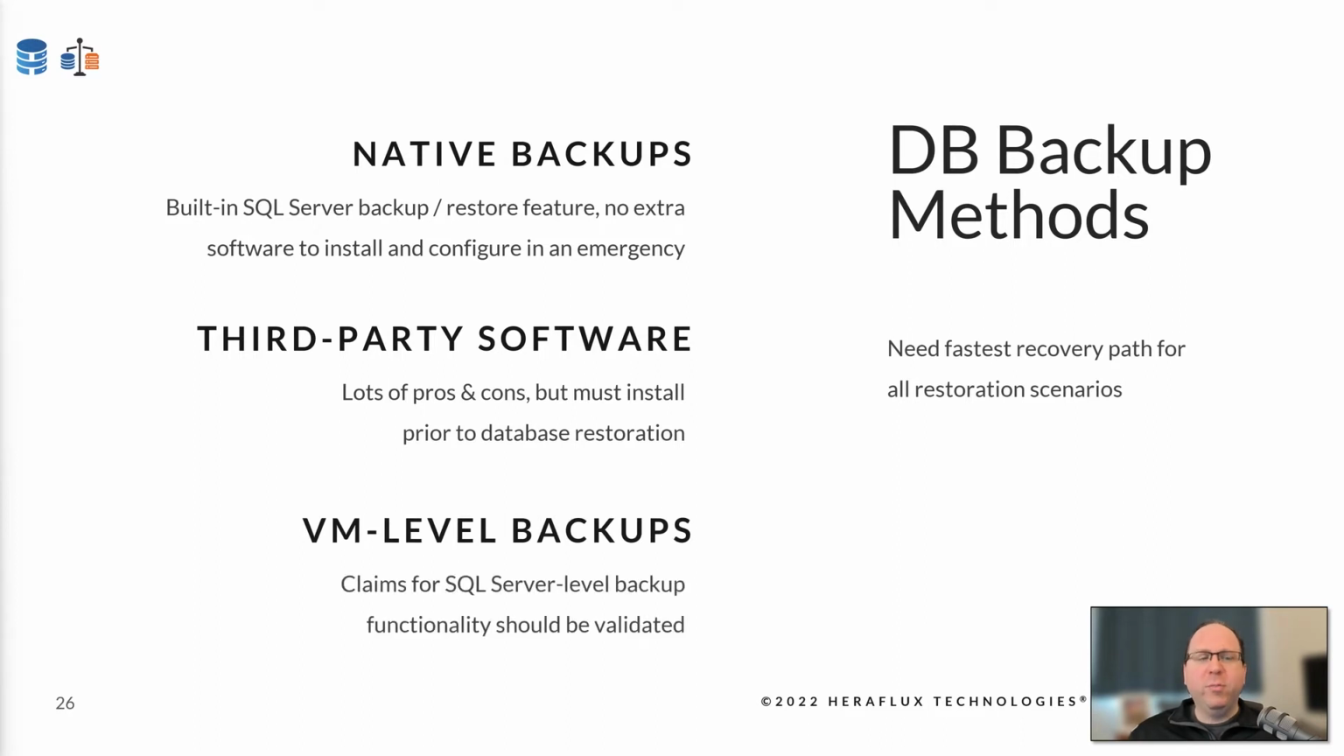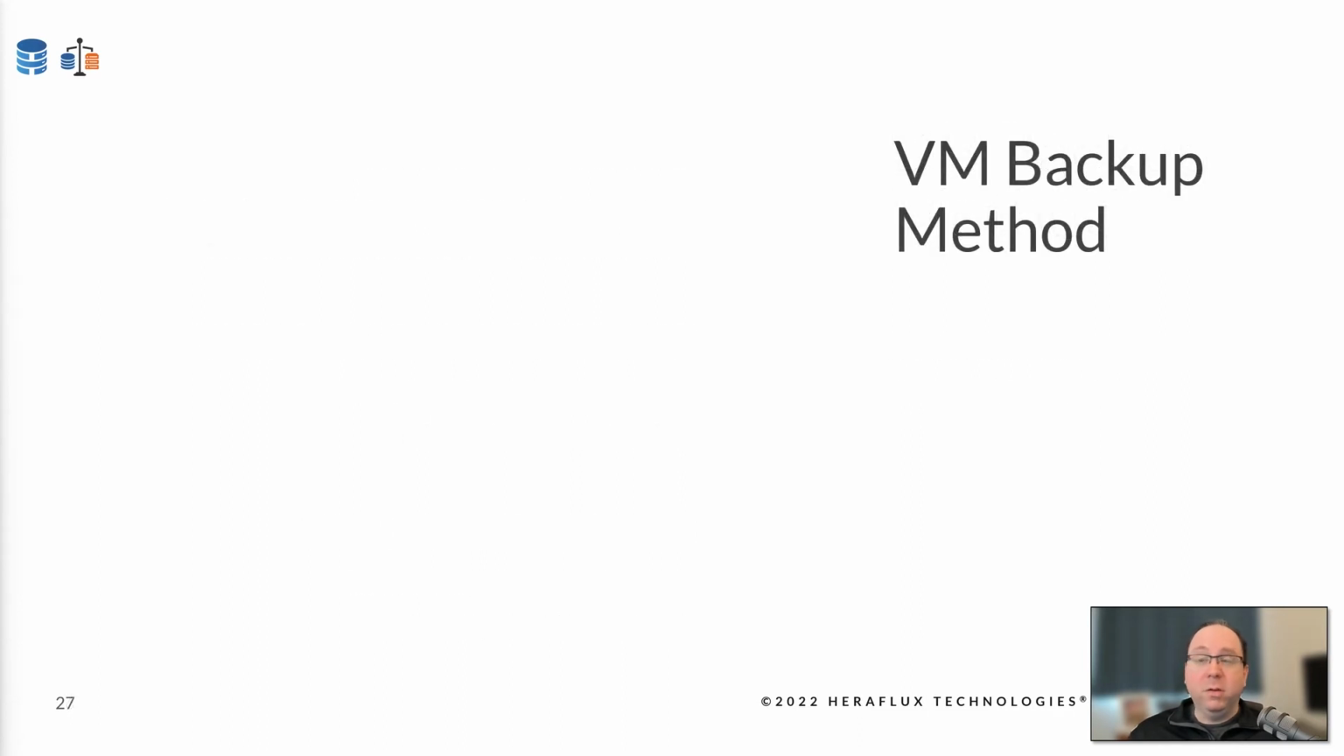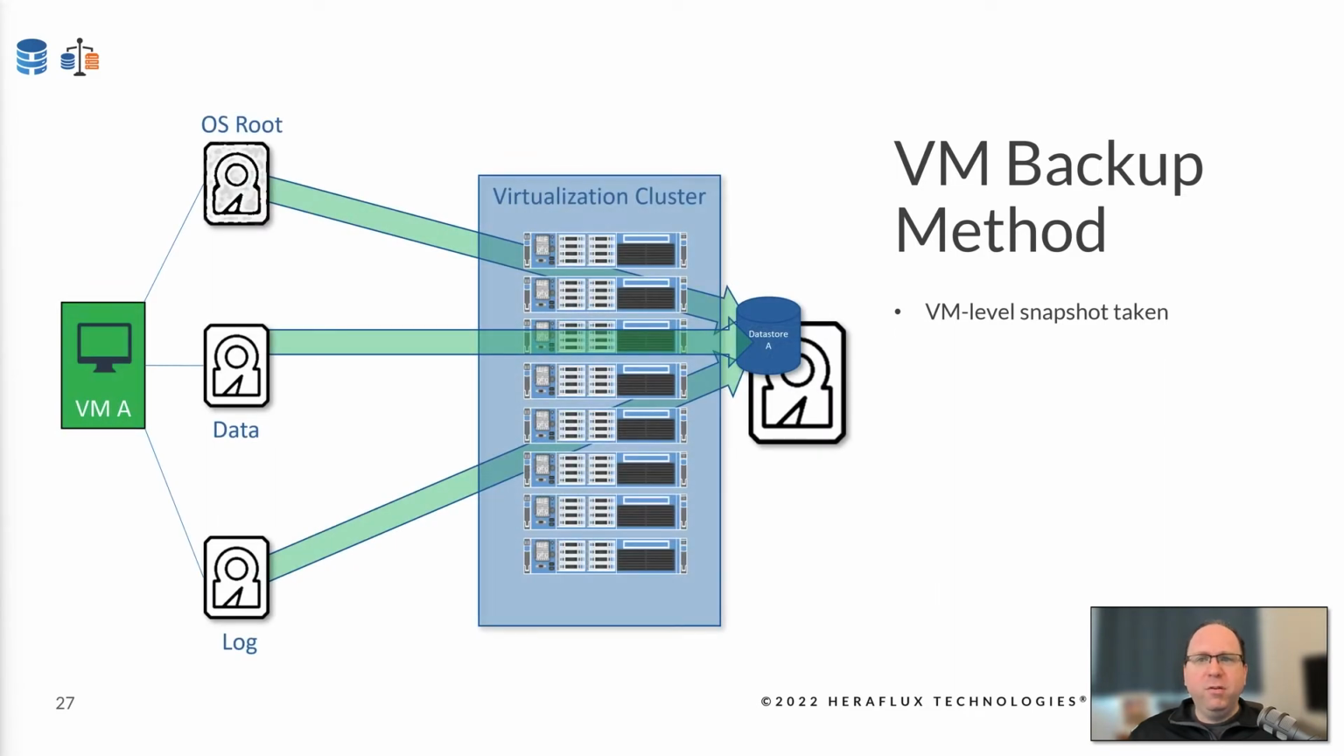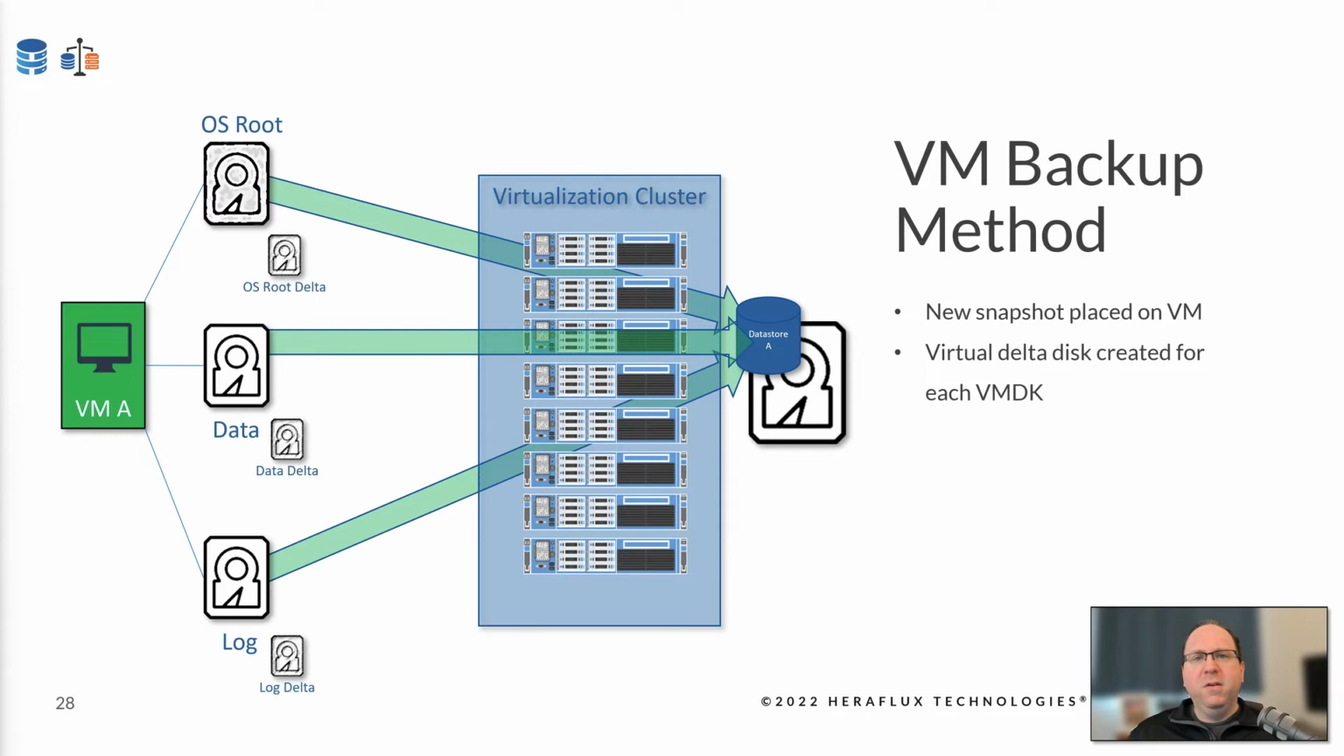And then there's virtual machine level backups. Some backup vendors out there claim to do database level backups. I say validate that. I don't trust them until you're able to recover to a point in time and not just that periodic backup. Some can do it, some can't. The virtual machine level backup method is pretty straightforward. It's a snapshot placed on a virtual machine. It's kind of interesting. What it does is it creates a delta disk for each of those snapshots. Reads can span the delta disk or the operating system root. Writes will always go to this delta drive.